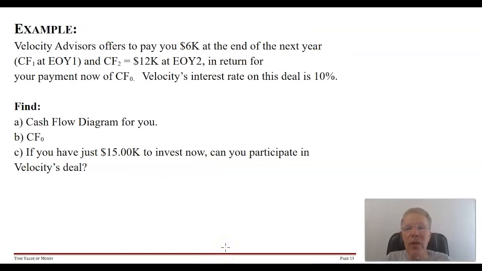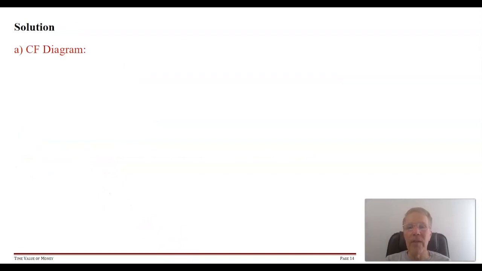All right, so let's jump right into an example here. We've got Velocity Advisors back in action. They're offering to pay you $6,000 at the end of next year. That's EOY1, and that'll be CF1. And at the end of 2 years, $12,000. And in return, you pay them CF0 now. So you're the lender, they're the borrower. And the interest rate that they're giving you on this deal is 10%. So let's draw the cash flow diagram and solve for CF0. And if we just have $15,000 to invest, that's all we got, can we participate in this deal or not? So let's find out.